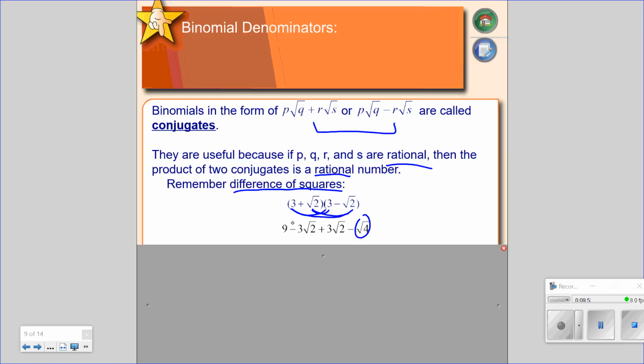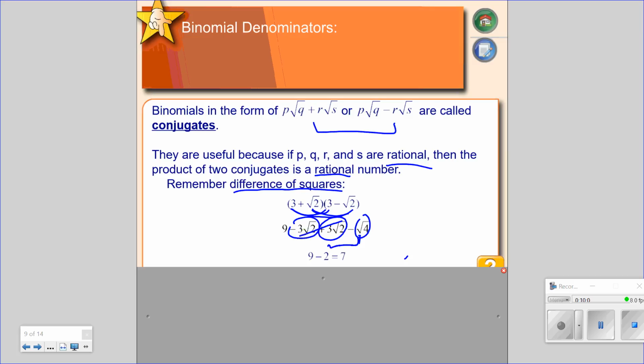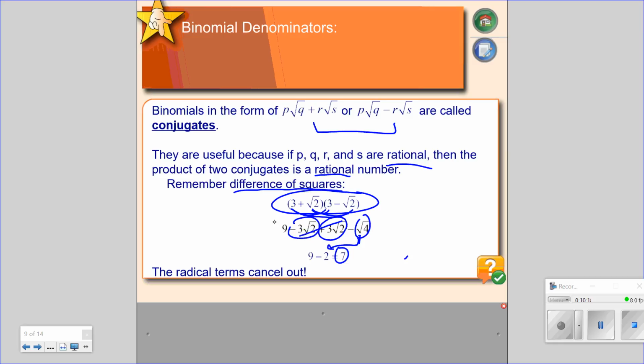And then here we've got negative 3 root 2 plus 3 root 2 that go away and become 0. And so the square root of 4 is 2, meaning that we're really just going to get 9 minus 2, which is 7. So this crazy, two binomials being multiplied with square roots, all simplifies to just 7, which is really nice. The radical terms always cancel out in the middle.